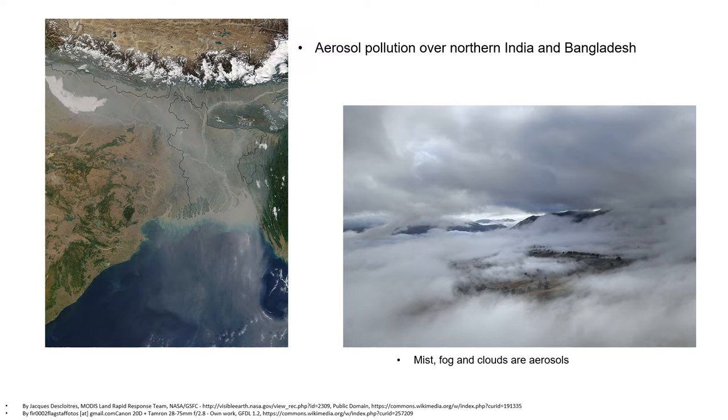Mist, fog, and clouds are technically aerosols. These are formed by natural phenomena and cause precipitation and rain. It is sometimes difficult to differentiate between harmful and harmless aerosols. Smog is the dangerous form of aerosol, which is formed by a combination of fog and smoke. Here in the picture, aerosol pollution over northern India and Bangladesh is shown. Heavily overpopulated cities or regions situated near the coastlines are often seen with frequent covers of aerosol pollution.